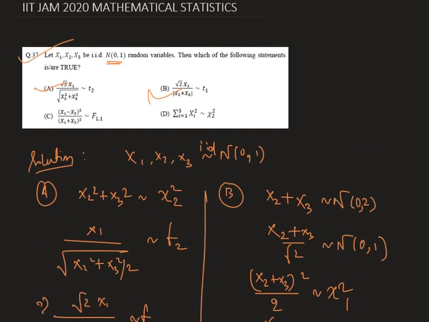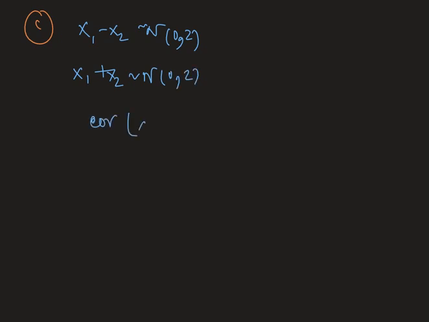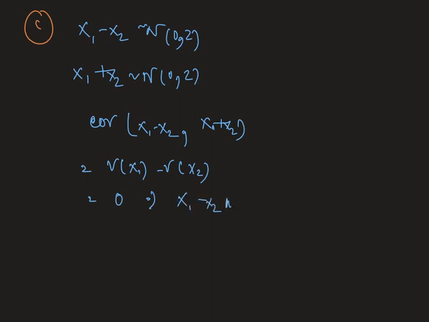In the third option, we are given X1 minus X2 whole square divided by X1 plus X2 whole square. So first of all, we define two random variables X1 minus X2 and X1 plus X2. They both follow normal 0, 2. Now let's check whether they are independent or not. As we can see, the covariance results in 0, hence X1 minus X2 and X1 plus X2 are independent.